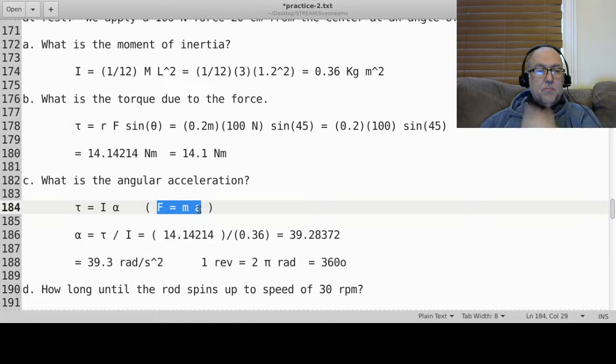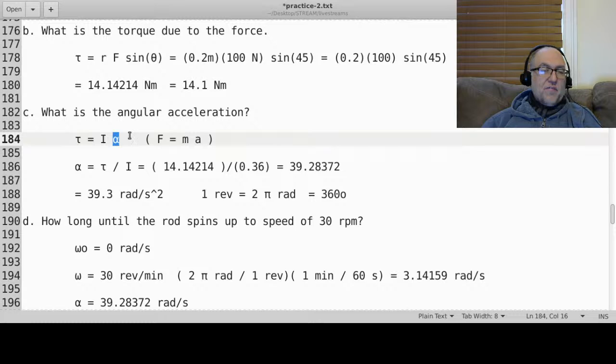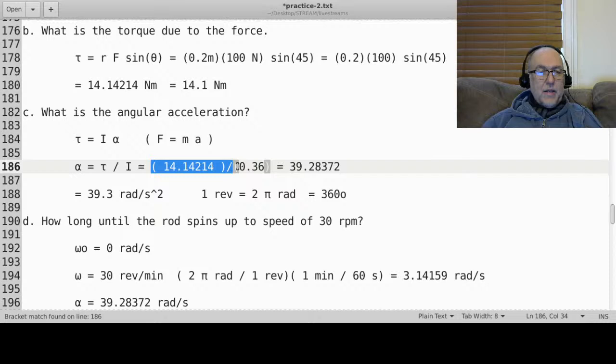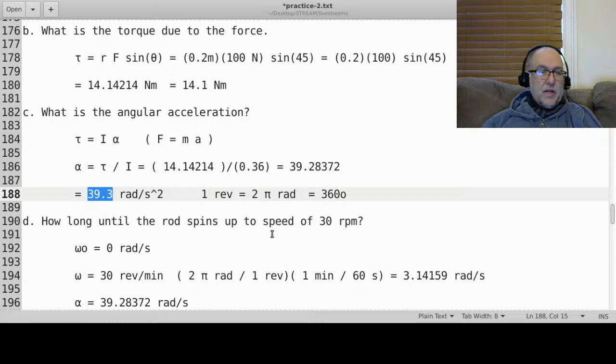And what do you do? Well, we want to solve for alpha because I am asking for the angular acceleration. So just rearranging this, dividing both sides by I, tau divided by I is 14.1 divided by 0.36, which is 39.28372. It rounds off to 39.3. And the units are radians per second squared, okay?